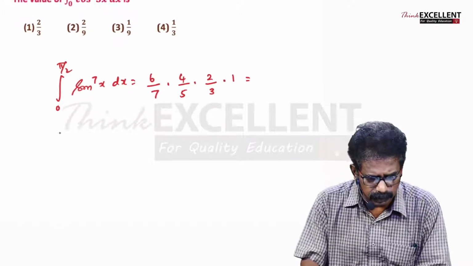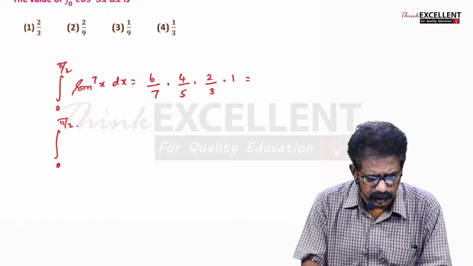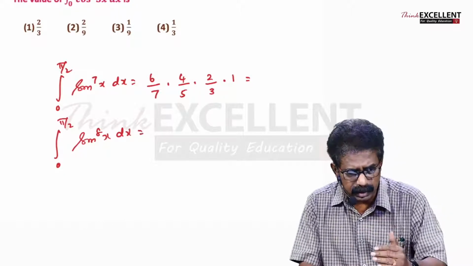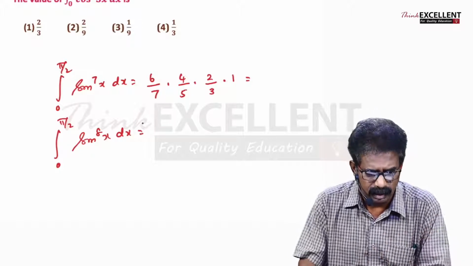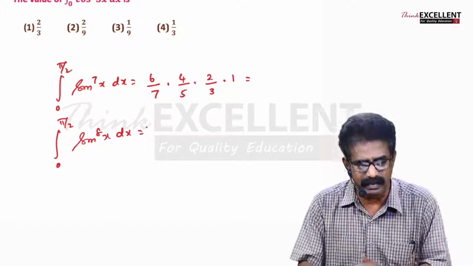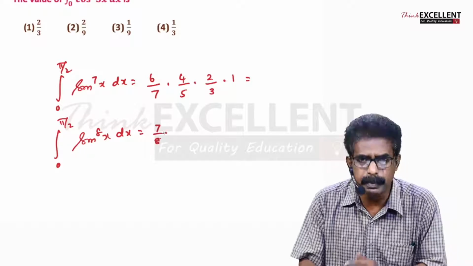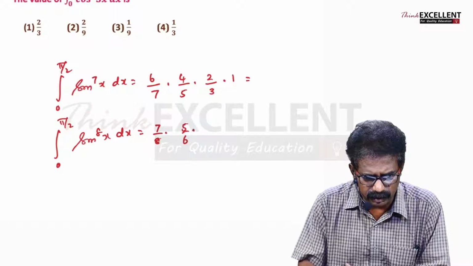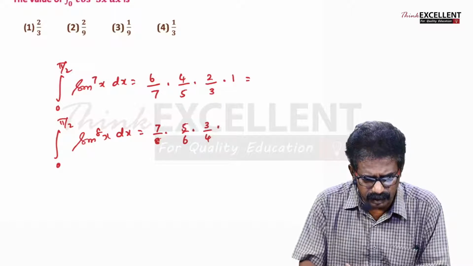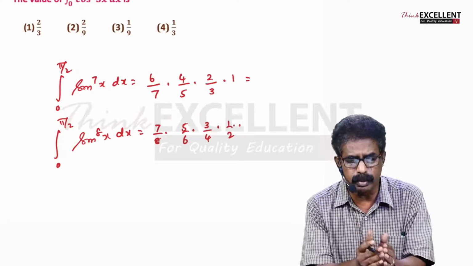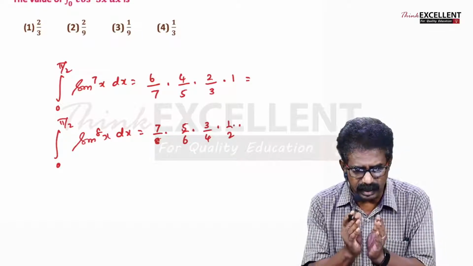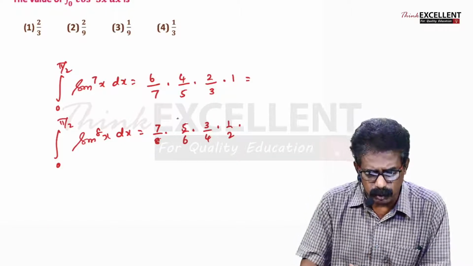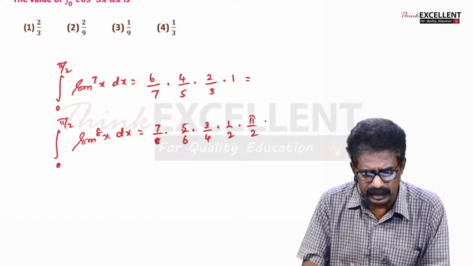But suppose the question is integral 0 to pi by 2 of sine raised to 8x, an even power. Same method, the limit 0 to pi by 2 must be there. The power is 8, so reduce 1 to 7, and start with 7 by 8. Keep on reducing 2 in the numerator and denominator: 5 by 6, again 3 by 4, again 1 by 2. So you will come across either 2 by 3 or 1 by 2. If you get 2 by 3, you just put into 1 and stop there. If you get 1 by 2, you write into pi by 2. That is the answer for this one.